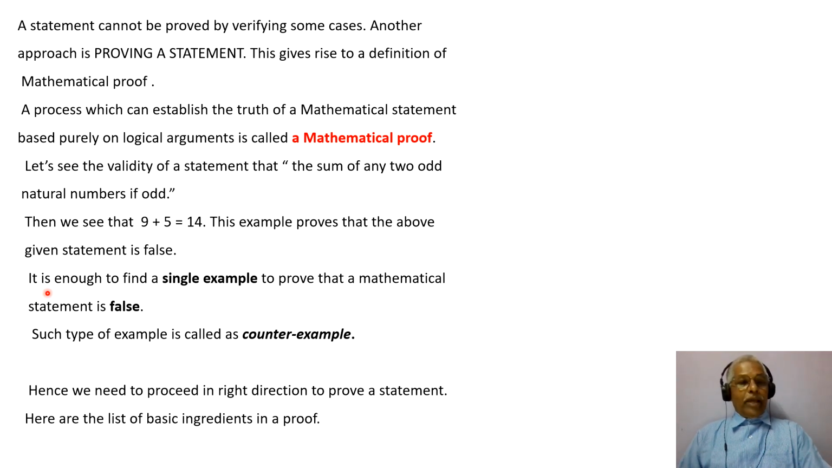It is enough to find a single example to prove that a mathematical statement is false. There may be many, but what we find is a single example. This example, which we are interested in, is called a counter example. So such type of example is called a counter example. Hence, we need to proceed in a right direction to prove a statement. Here is the list of basic ingredients in a proof.